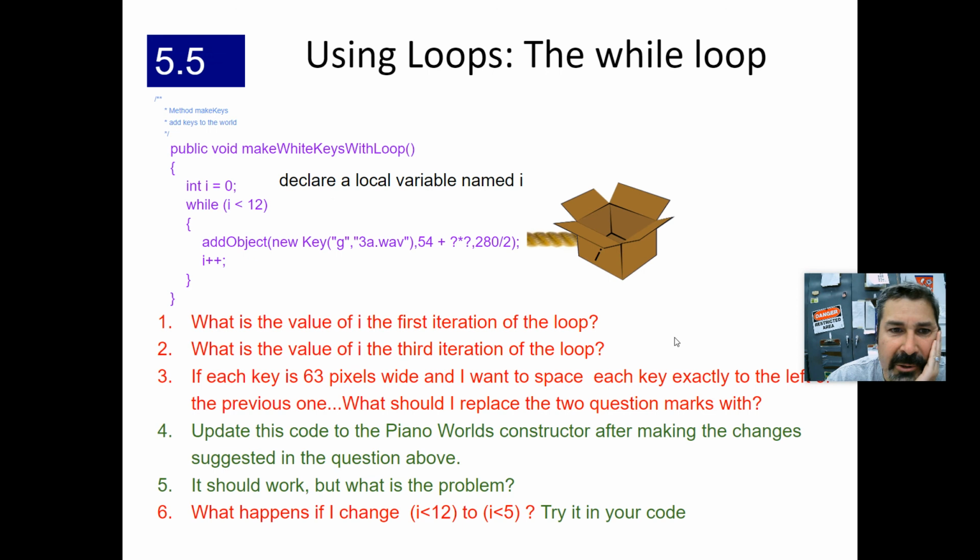So we already looked at that. Here's some more help. In the public void makeWhiteKeys with loop, you already have int i = 0. You already declared your local variable named i. So you should have something like this: add object new Key("3/8.wav"), and so we're scooching it over 54.